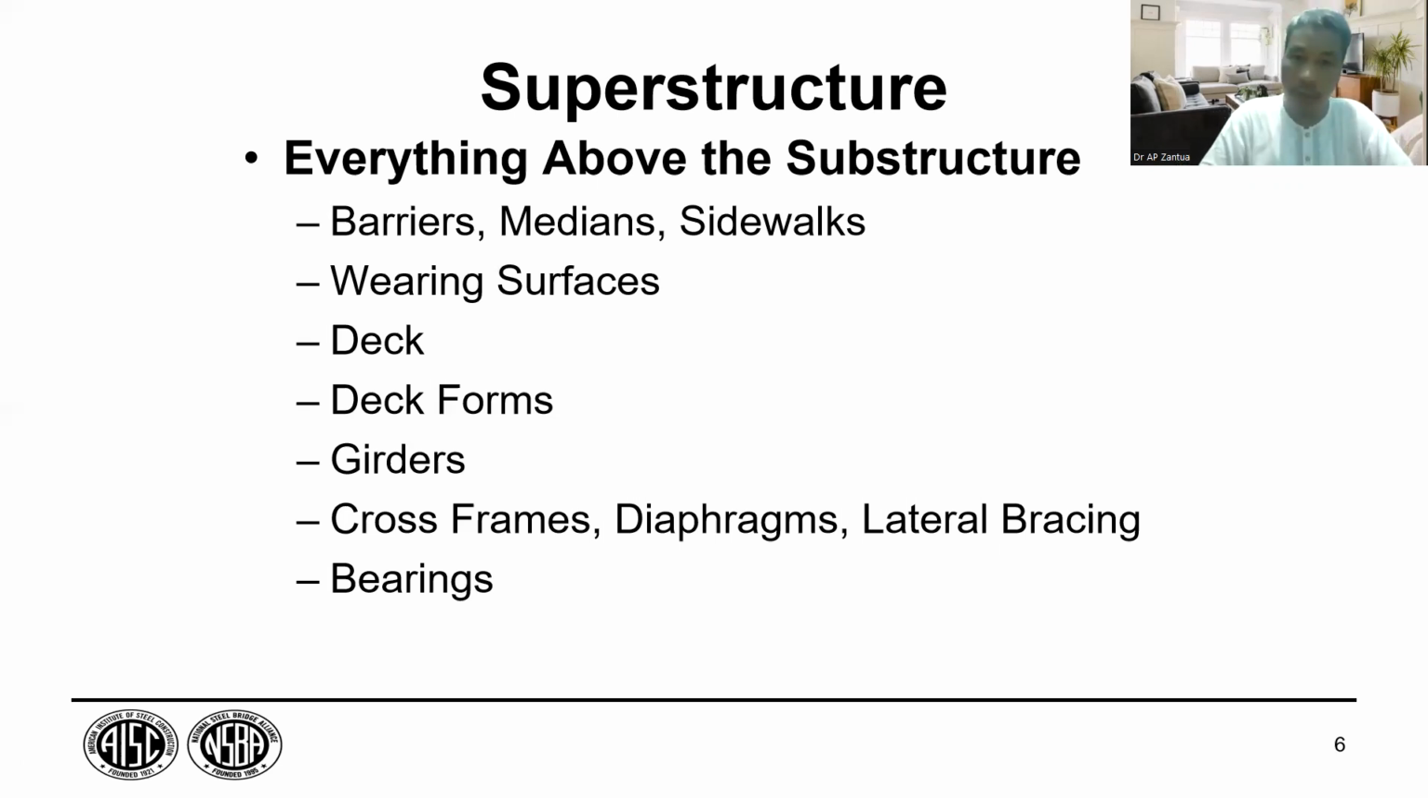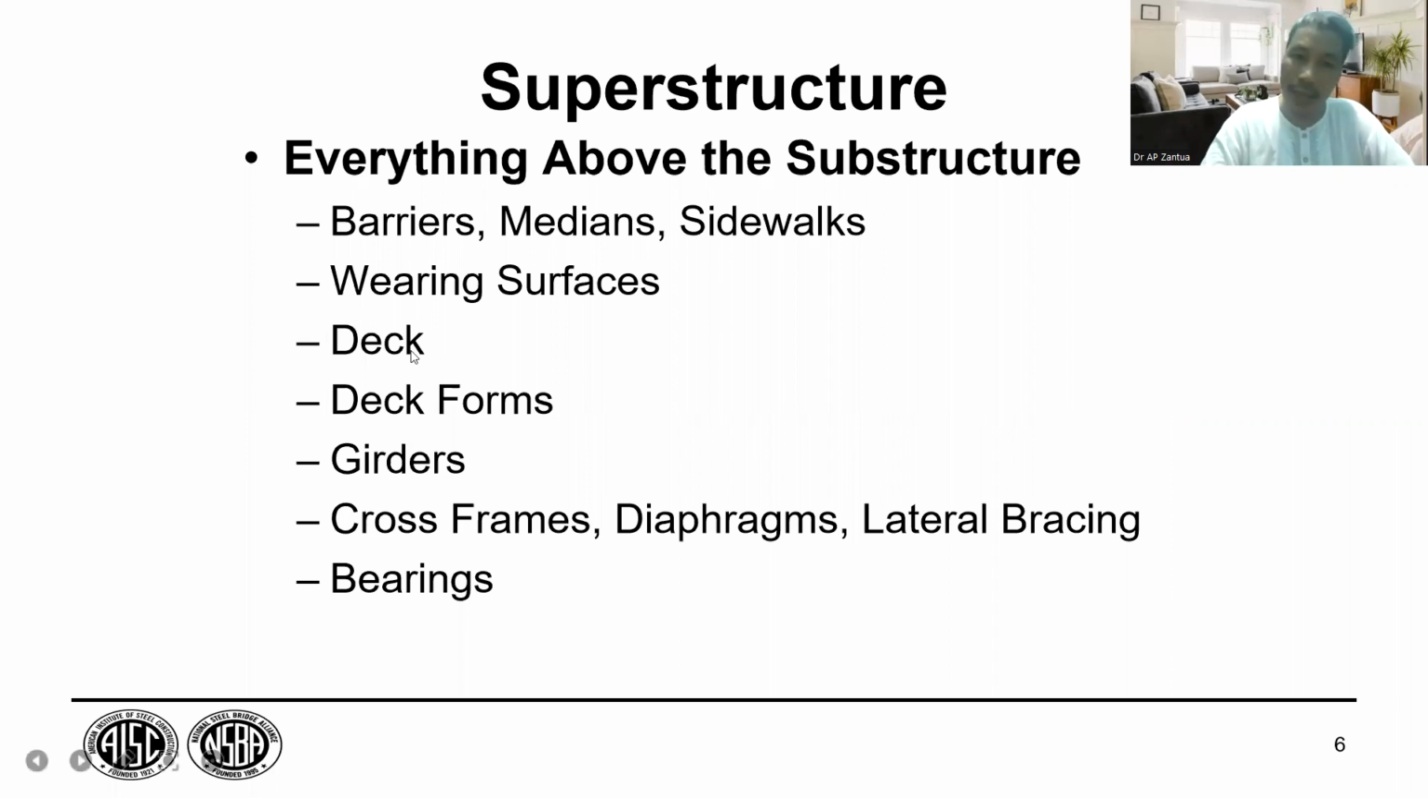So where the wheels and tires of the cars will be in direct contact. That is the part of the pavement that is in direct contact with the wheels of the vehicles. So that is what we call wearing surfaces.